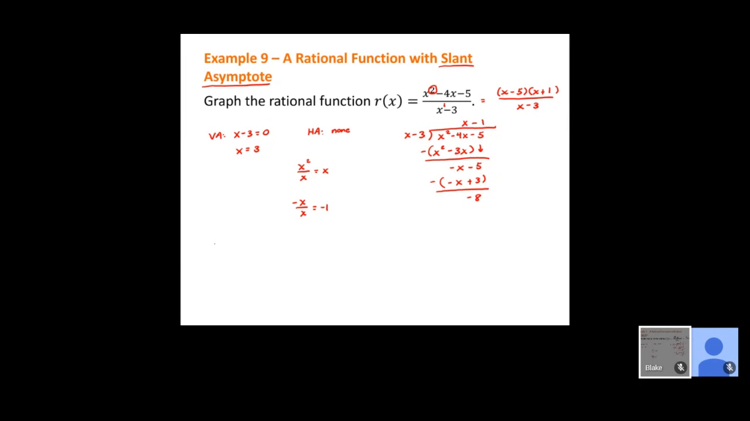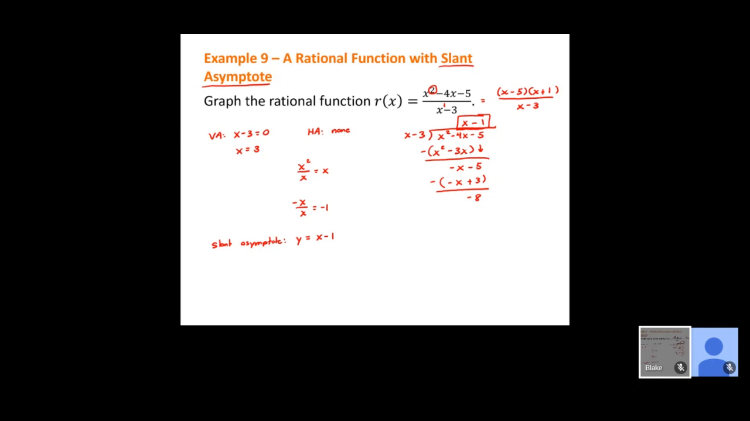In terms of our slant asymptote, though, okay, so we're looking for a slant asymptote. All we care about is this quotient up here. We can completely ignore the remainder. And so our slant asymptote for this one is going to be y equals x minus 1.